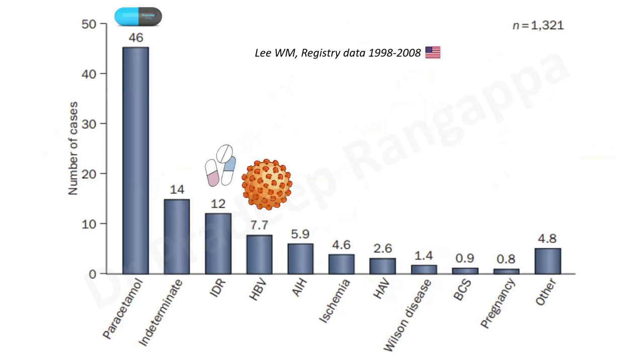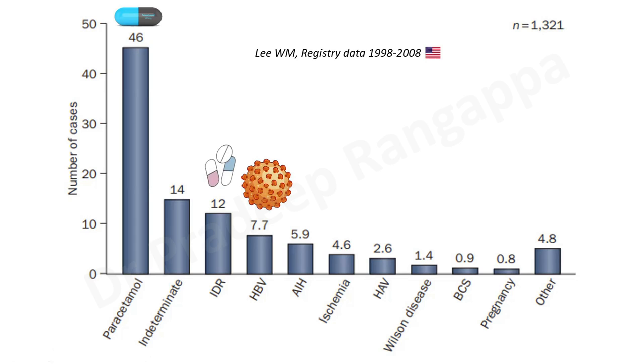When you look at the data, this is data which originated from the US on the prevalence or frequency of causes of acute liver failure. As you see, the most common is paracetamol, followed by indeterminate, where one would not know the cause, and then other drugs, non-paracetamol drugs like INH, halothane and so on, as the third commonest cause. The fourth commonest was all the viruses, hepatitis B, A, E. So the commonest still remains drug-induced, and paracetamol still remains. This was the registry data of 1,321 patients. You have hepatitis A sitting here, metabolic comes a little later, pregnancy also figures up.